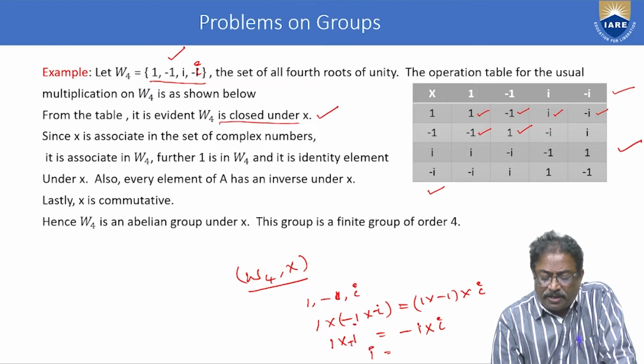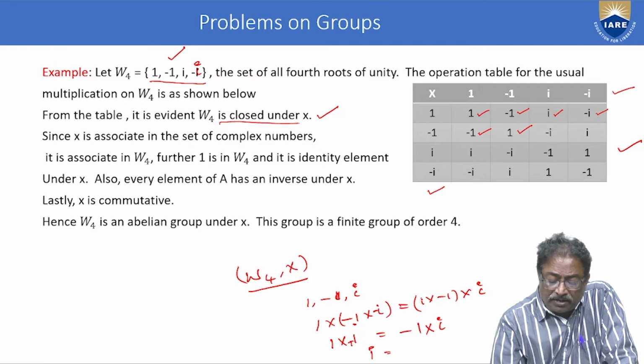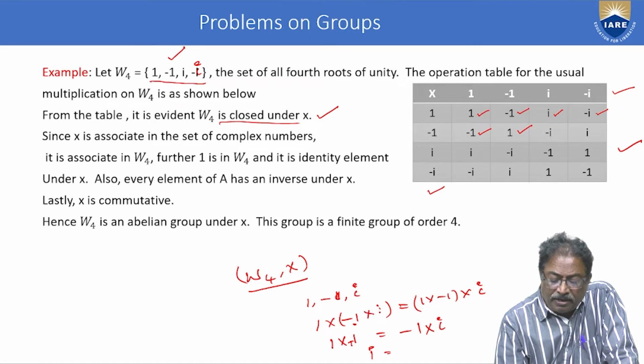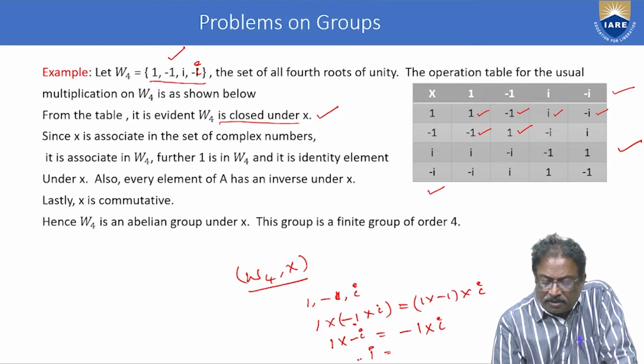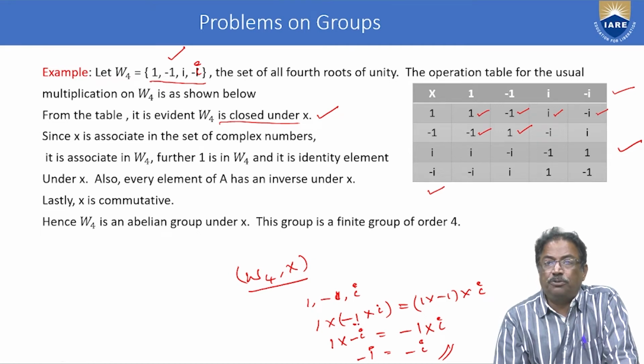So both sides give minus i, which satisfies the associative property.